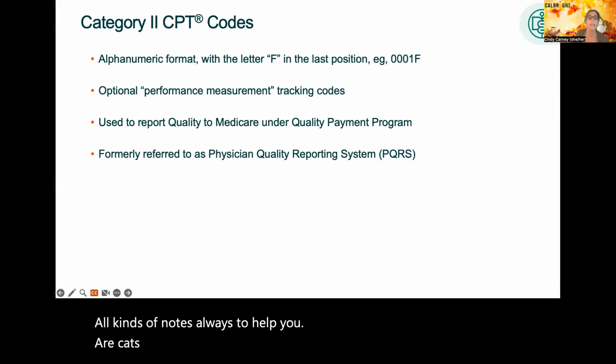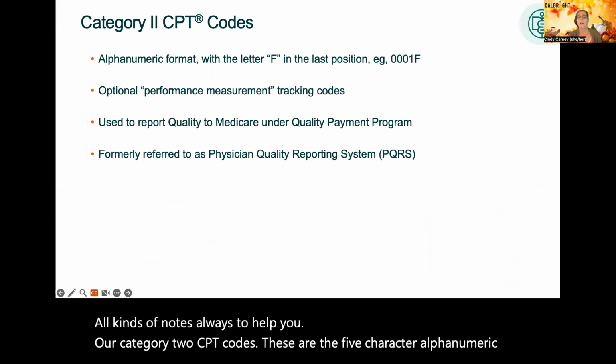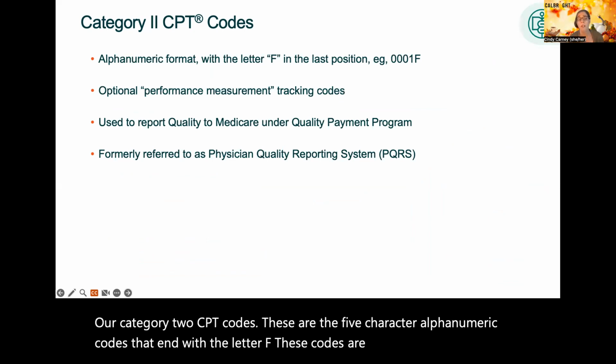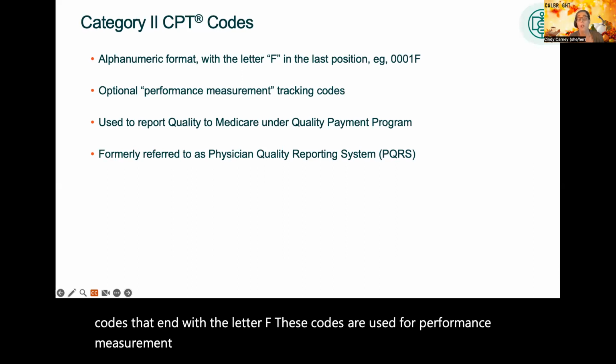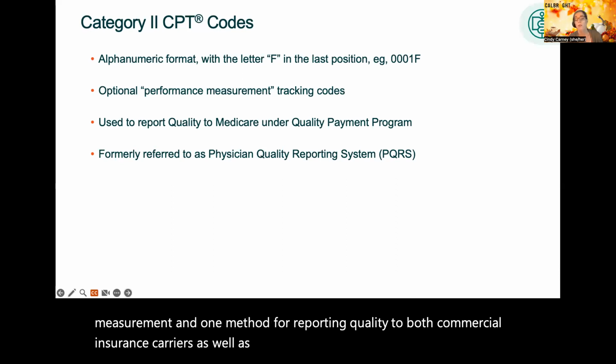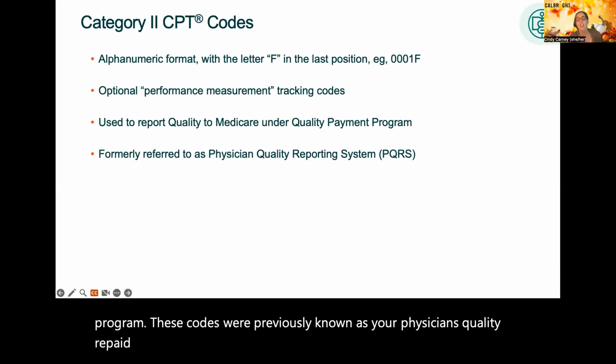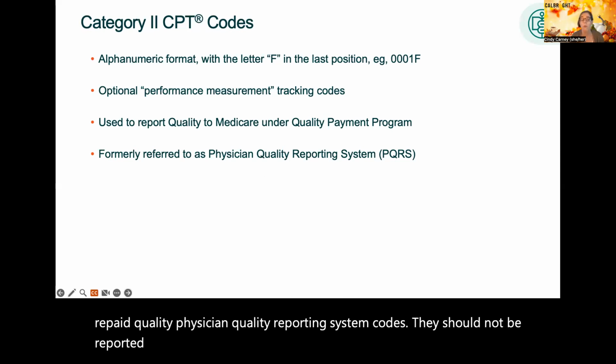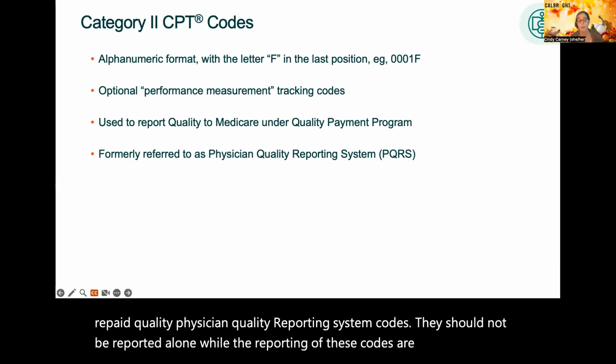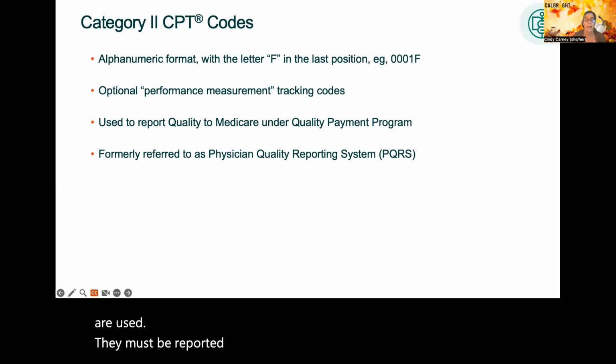Our Category 2 CPT codes. These are the 5-character alphanumeric codes that end with the letter F. These codes are used for performance measurement and as one method for reporting quality to both commercial insurance carriers as well as Medicare for the use of the Quality Payment Program. These codes were previously known as your Physician Quality Reporting System codes. They should not be reported alone. While the reporting of these codes is optional, if they are used, they must be reported with a Category 1 CPT code.